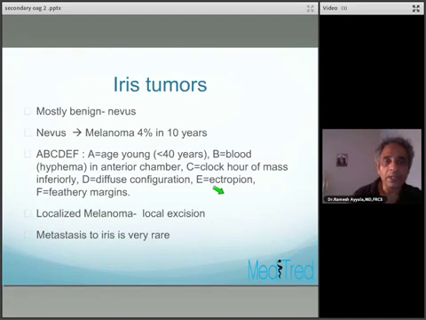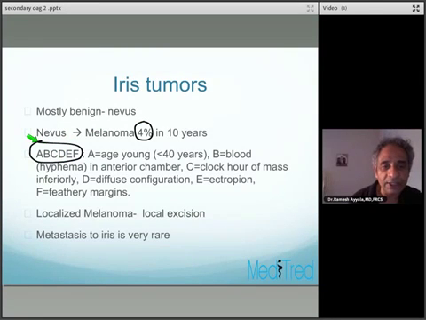So most iris tumors are benign nevi, and like I just mentioned, there is a 4% chance that this nevus can convert into melanoma cancer in 10 years. Remember A, B, C, D, E, F in terms of classifying these tumors as to when they're likely to turn into cancer.